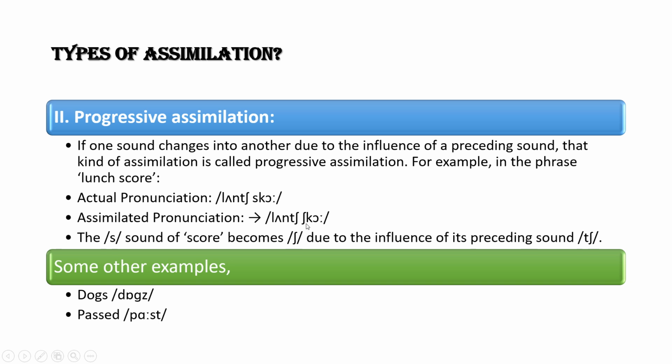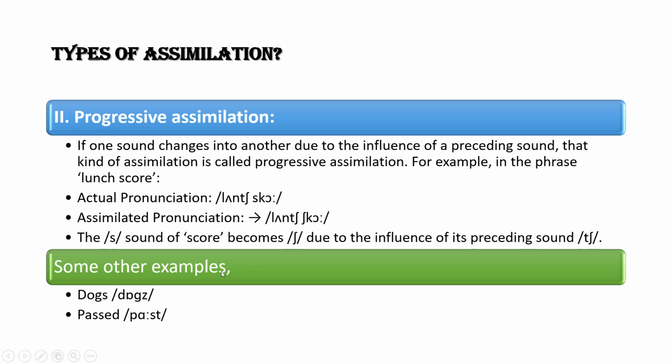So why does this long s come here? Because of the influence of the preceding sound, that is the ch sound. Because of the influence of this ch sound, the short s of "score" becomes a long s. So the short s sound of "score" becomes a long s due to the influence of its preceding sound. So this is an example of progressive assimilation.